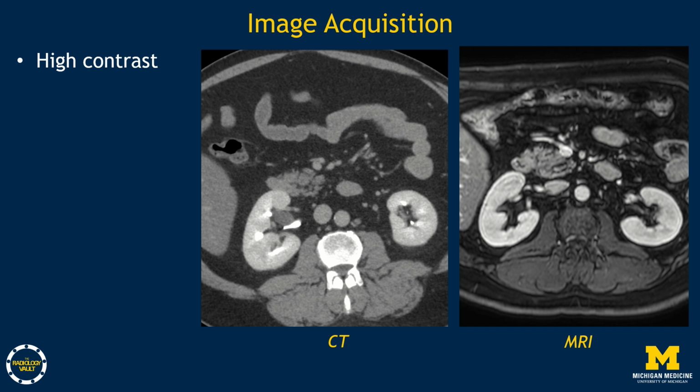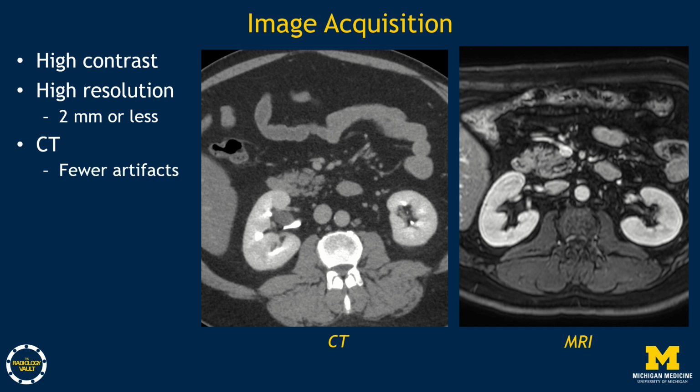Image acquisition for CT or MRI is very important. It requires a high contrast image with high resolution at 2 millimeters or less slice thickness. With CT, there are fewer artifacts, and with MRI, there's no radiation needed.